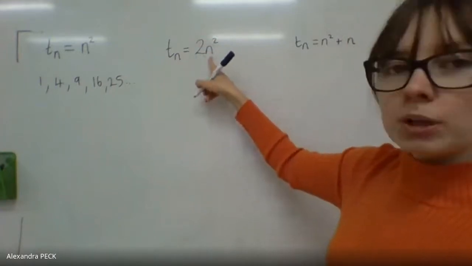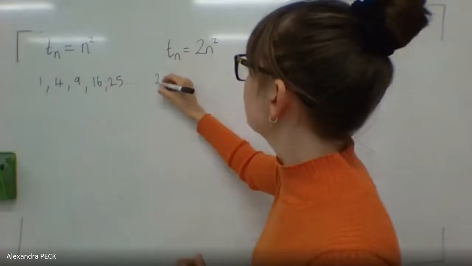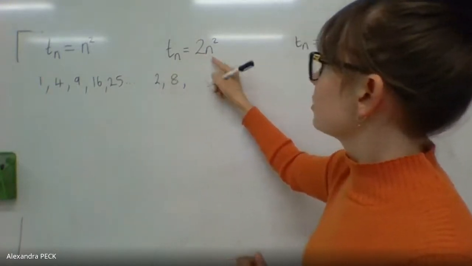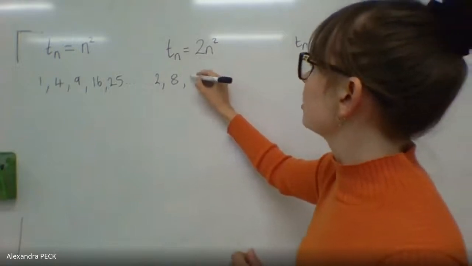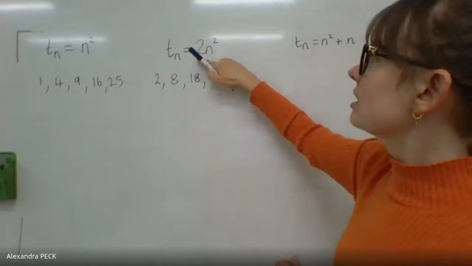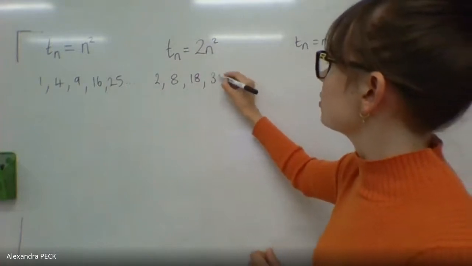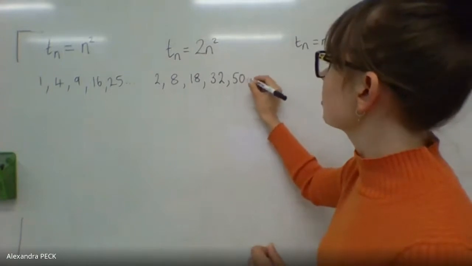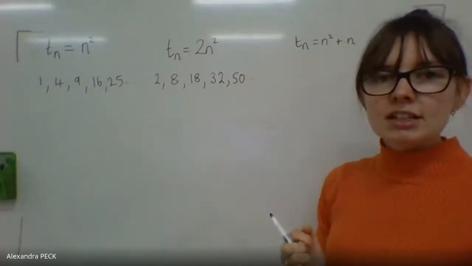So 1 squared is 1 times 2 is 2. 2 squared is 4 times 2 is 8. 3 squared is 9 times 2 is 18. 4 squared is 16 times 2 is 32. And 5 squared times 2 is 50. Okay, so that's our second sequence.